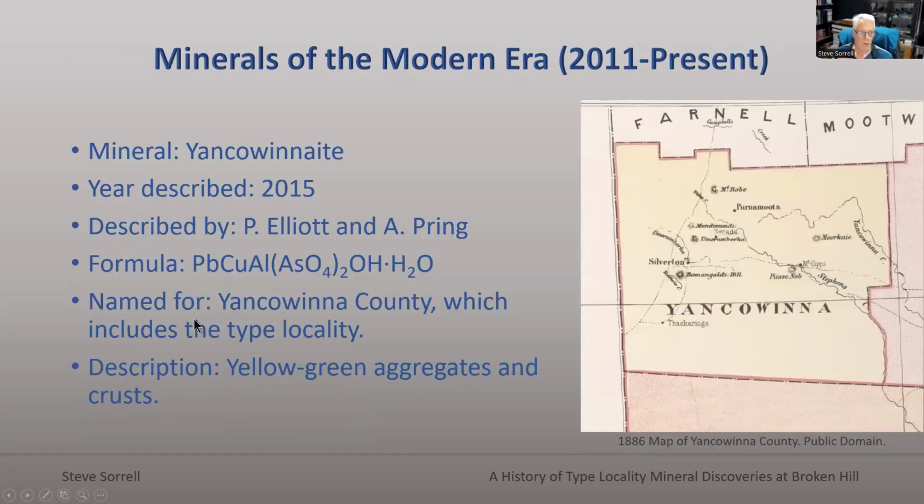And then we have Yankawinaite, which is another arsenate. So lead, copper, aluminium arsenate as yellow-green aggregates and crusts. Okay, I've got lots of yellow-green aggregates and crusts. I have no idea if any of them fit that particular chemical formula. Yankawina was the original county that included Broken Hill within it, and it was named after that particular county.